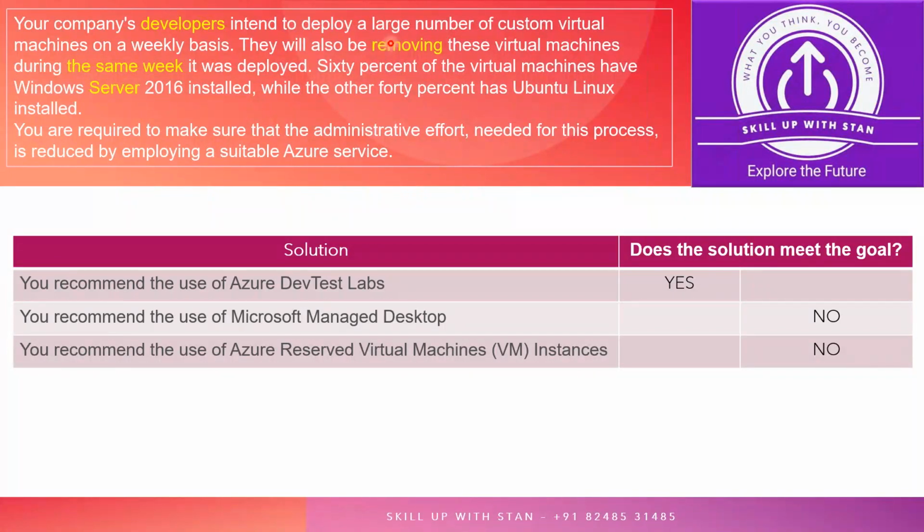So these are the keywords that you need to look at, and if you look at the answers, they have given one option as Azure reserved virtual machine instances. Reservation we generally go for with long-term instances. If you want to run the virtual machine for 1 year or 3 years, then going for reservation makes sense. But here they create the VM and in the same week they delete it. So reservation is not the right answer. And the next option is Microsoft Managed Desktop. Desktop is not suitable for the Windows Server operating system, so this is also not the right answer.